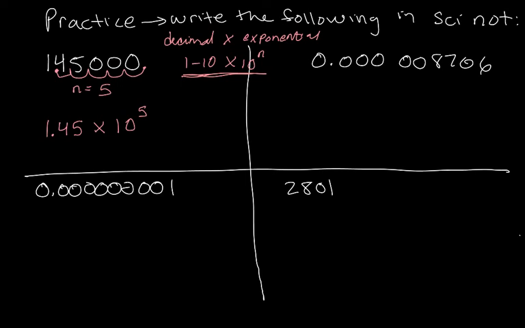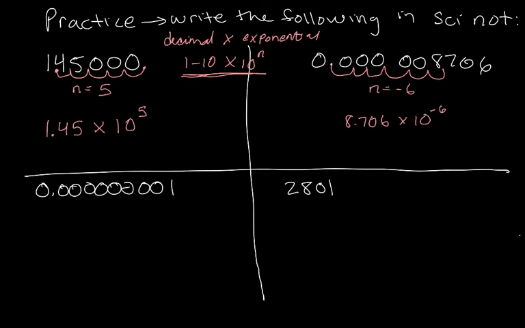Now let us do this example. Here we locate the decimal place. This time we have to move it to the right until we get a number between 1 and 10. So 1, 2, 3, 4, 5, 6. Our n here is 6, but since we moved it to the right, it's negative 6. Let's rewrite it in our scientific notation. Our decimal part is 8.706, a number between 1 and 10, times 10 to our n power, which here our n is negative 6.